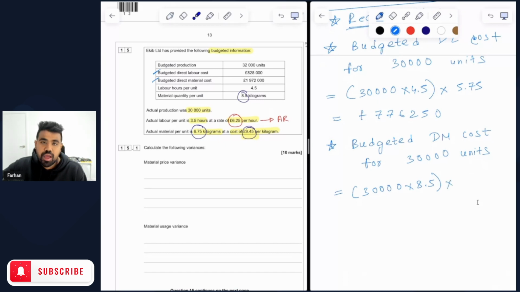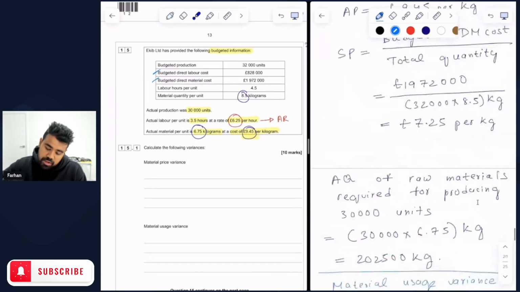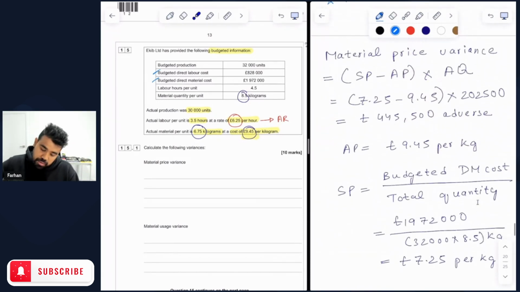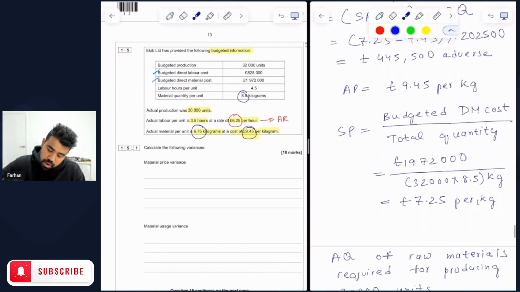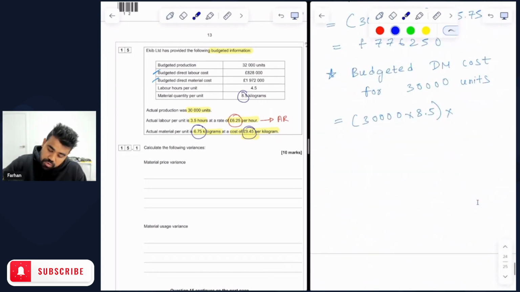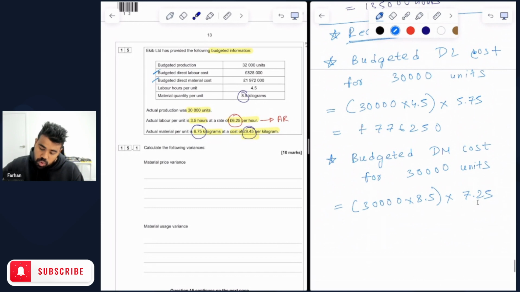So we multiply with the standard price for these raw materials, which is something that we had derived at the very beginning of today's lesson. So we're just going to scroll back up and you will see that we found the standard price to be £7.25 per kilogram. Okay, so £7.25 per kilogram. So we replace this here. So what are we doing here?